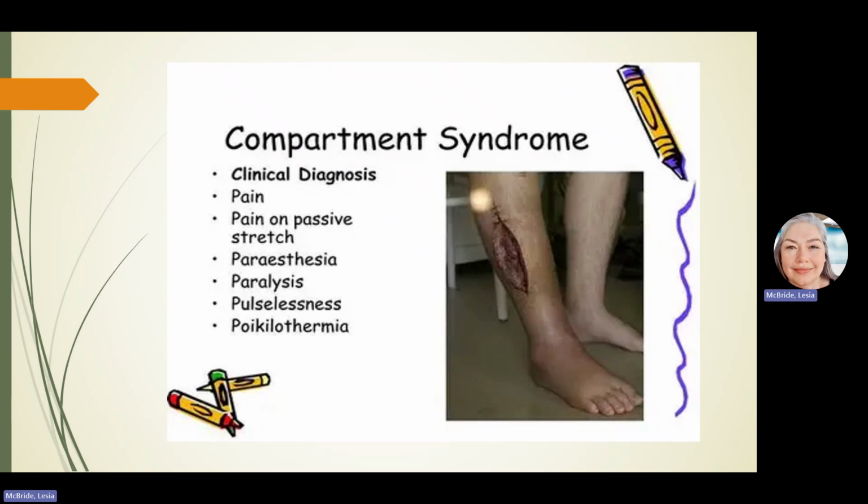Again, here's compartment syndrome. Here's your pain on passive stretch, paresthesia, paralysis, pulselessness, and poikilothermia. Paresthesia, that's the numbness, the tingling that occurs. Paralysis, not being able to move the arm or the leg. Pulselessness, no pulse, or the pulse is very hard to feel. Poikilothermia, they just wanted to add to the P's. That was the only word they could find that also meant change in temperature. So poikilothermia is a change of temperature.